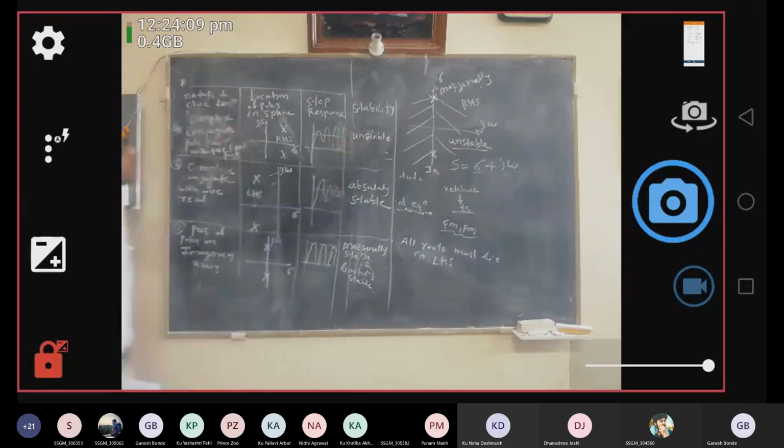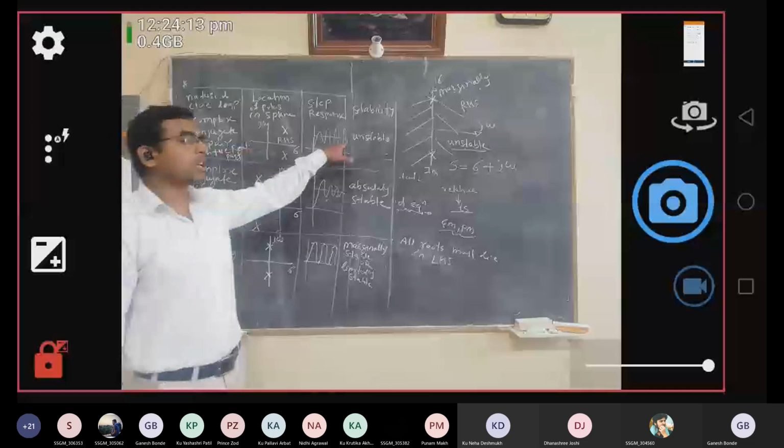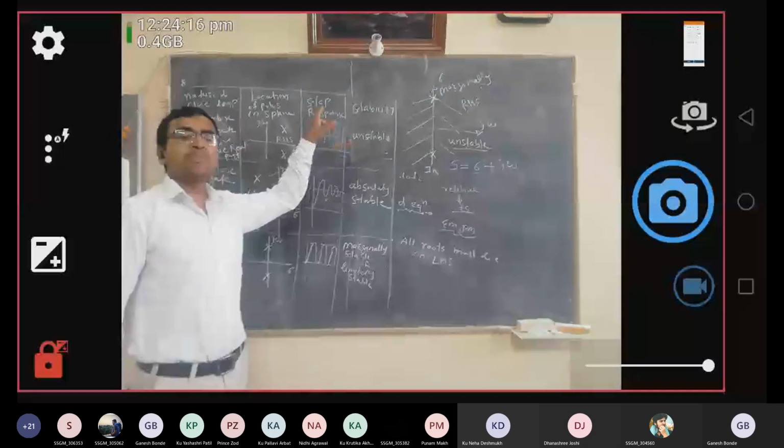So why does the system become unstable here? Because when you apply a bounded input, the output becomes unbounded. So here the BIBO principle does not hold. Therefore, your system becomes unstable.